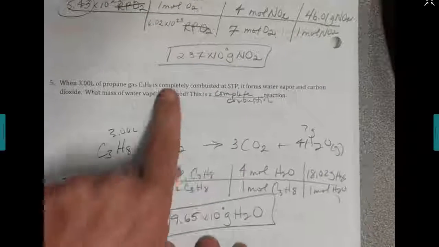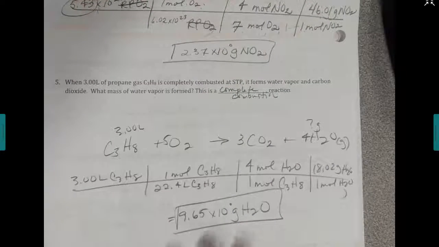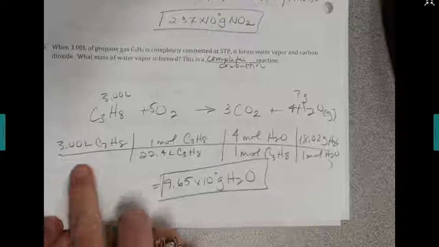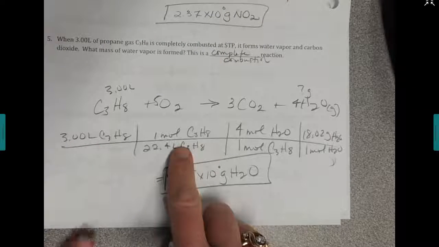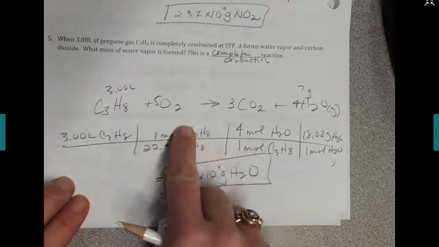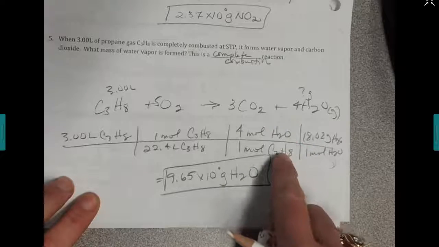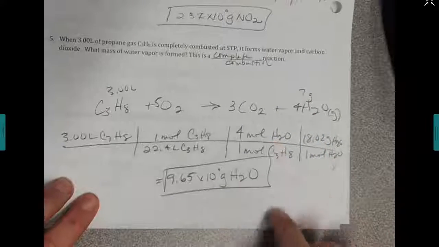Then our propane is completely combusted at STP, standard temperature and pressure. It forms water vapor and carbon dioxide. That carbon dioxide is how we knew it was complete combustion. What mass of water is formed? So we write out our formula, we balance our formula, then we write our givens above and our unknown. We start by writing the given. The words on the top are the words on the bottom, so this is a basic mole problem. Then the words on the top are the words on the bottom. Here's your mole ratio, unknown divided by given. We know it's our unknown because we put a question mark on it.